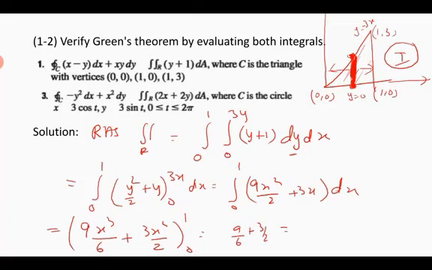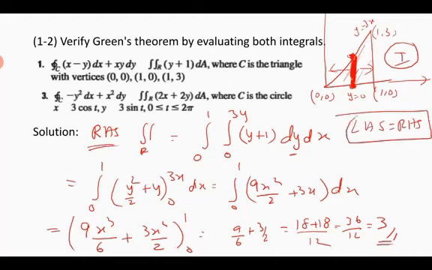Now you get 9 over 6 plus 3 over 2. You can take the LCM as 12: 18 plus 18, 36 over 12. This is 3. So the right hand side is also 3. The left hand side we have already seen, right? So the left hand side is equal to the right hand side. Green's theorem has been verified for problem number 1. Let's do it for the second problem.